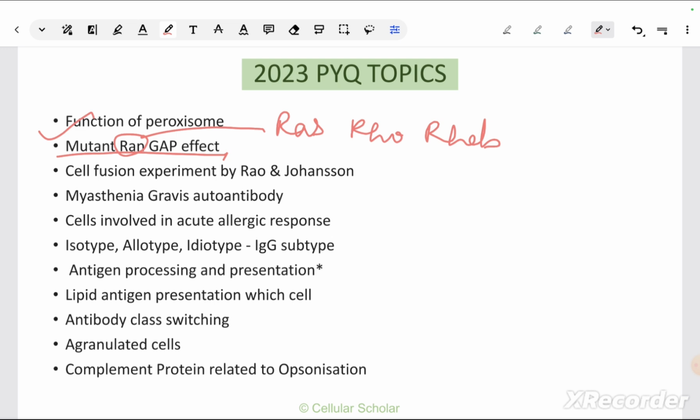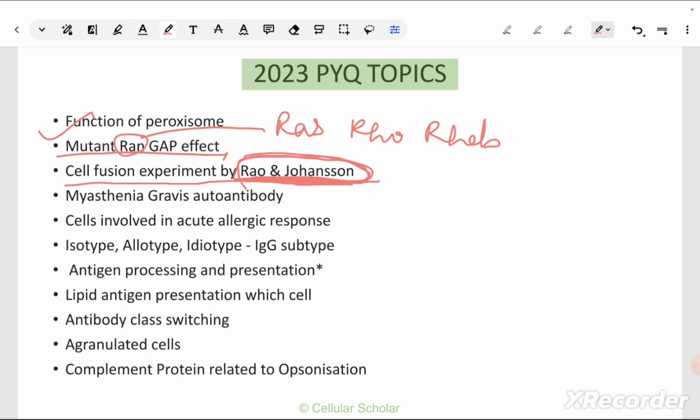Now there was one question from the cell fusion experiment by Rao and Johnson. Like for example, you have two cells, one is in G2 phase, the other one is in M phase. If they fuse, what will be the phase of the resultant cell? So see this topic, it's from cell biology, and you can get this topic from, I think, Lodish you can get.